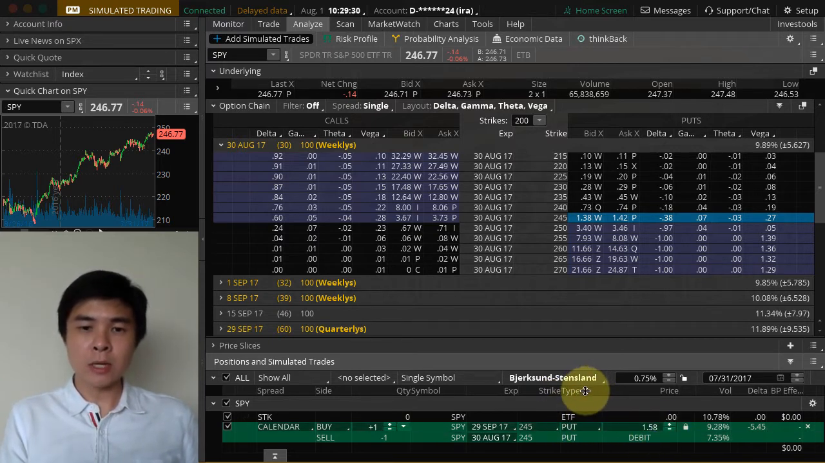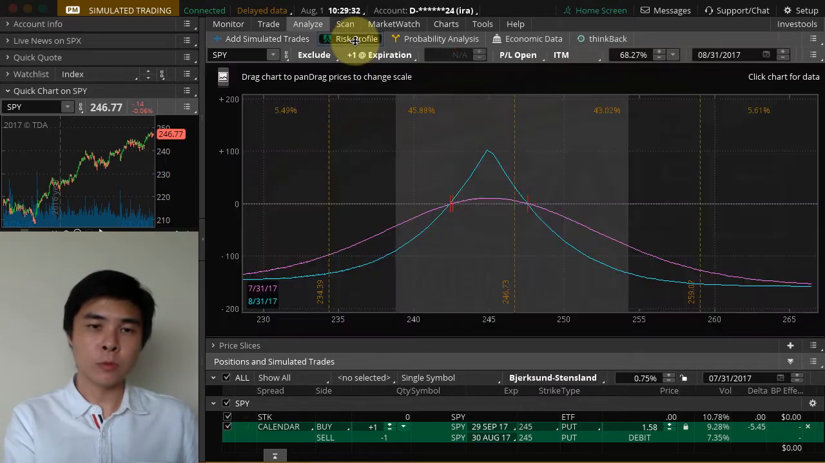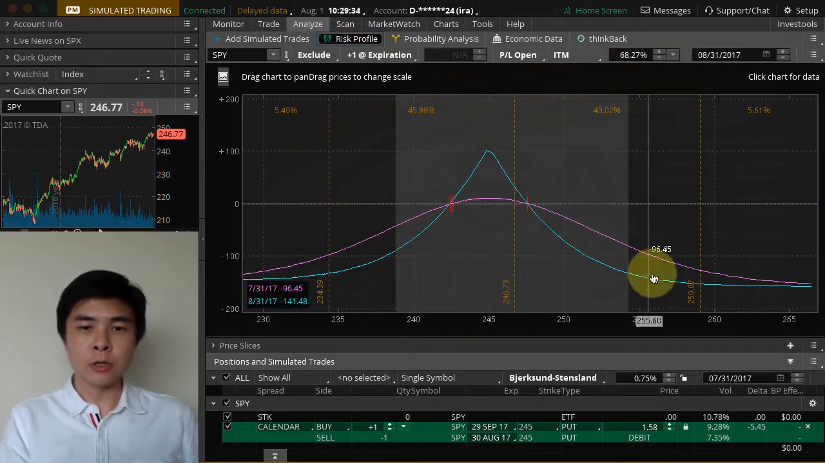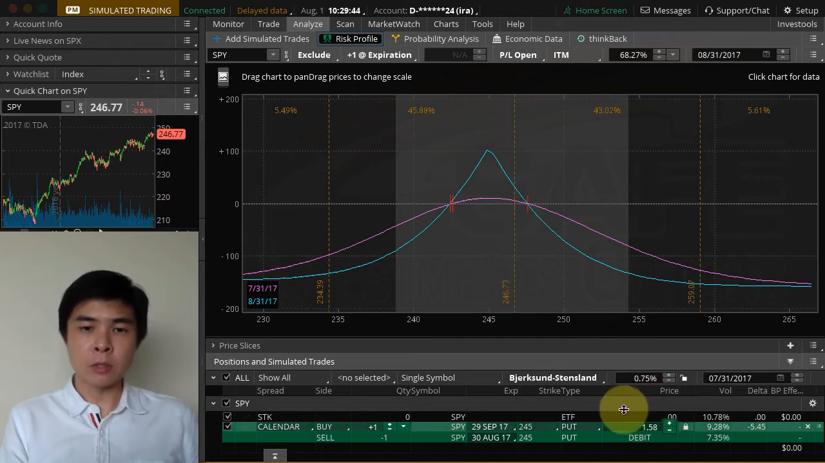So let us take a look at the risk reward profile of this trade. Currently the market price of SPY is around 246, and we enter at about $1.50. So this is how it looks like. First things first, let's make sure that our expiry date is set to the same day as the expiry. All right, so this is how it looks like.